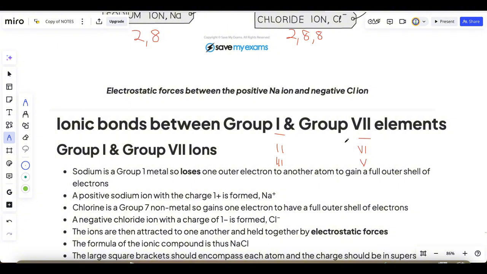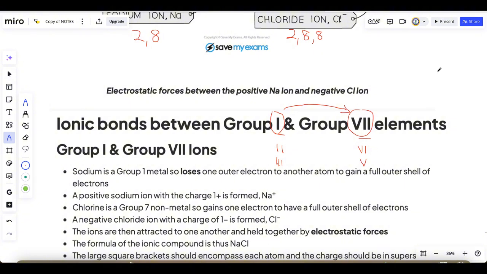Now the first one is between group 1 and group 7. Because why is that so? Group 1 has 1 electron in their outermost shell, and so group 7 is looking for 1 electron in the outermost shell. So this one will give the only 1 electron it has in the outermost shell to group 7, like chlorine, that is looking for 1 electron in the outermost shell. Is that okay? Now, group 2 like magnesium, it has 2 electrons in the outermost shell. It will give to oxygen.